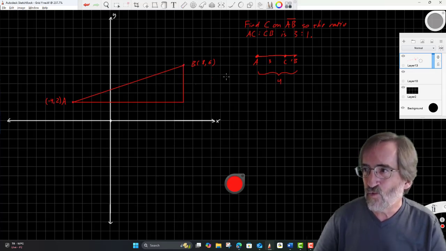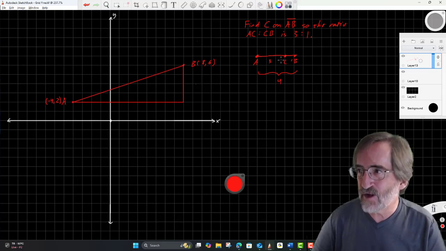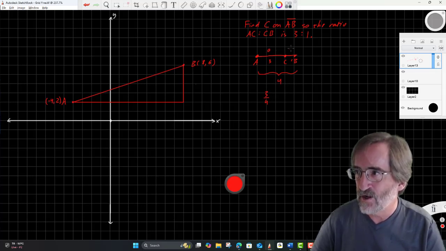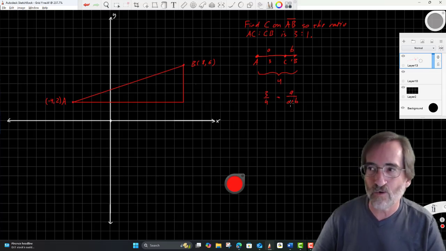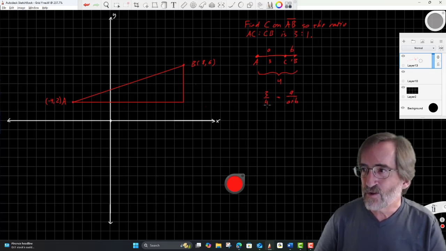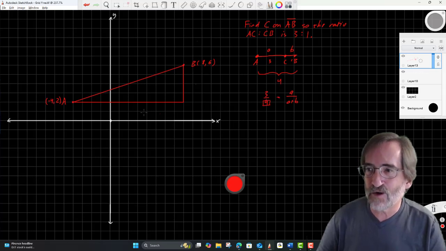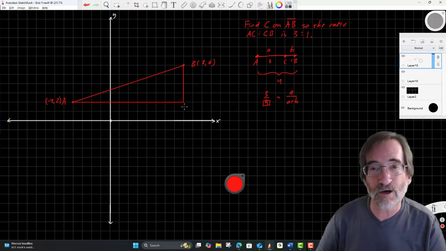So what I want is the distance from A to C to be 3/4 of the total distance. Notice this is a, this is b, and this is a plus b. So that is a to b, a plus b. So the ratio of the small part to the whole. The 4 is important because it tells me how many parts I want to divide the segment into. I'm going to divide the distance from A to B into 4 equal parts.